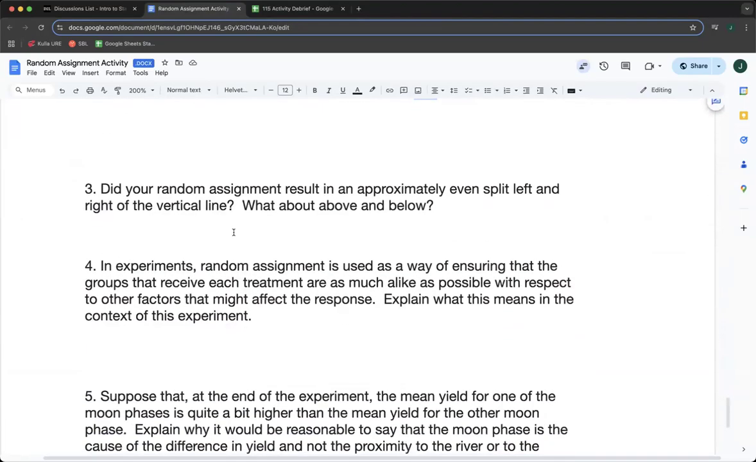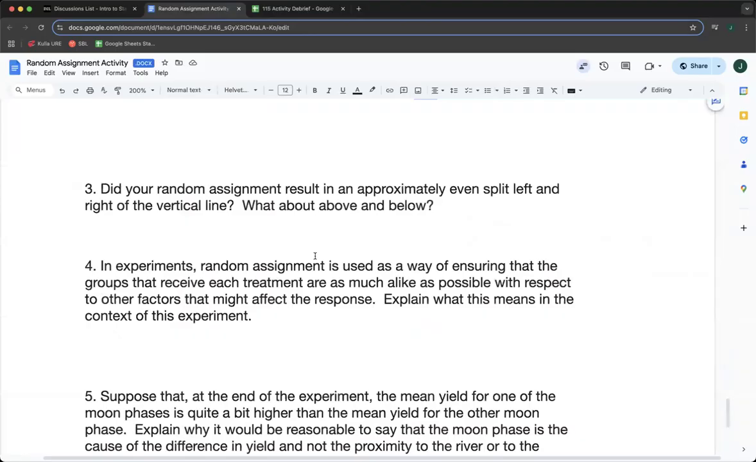Number four: in experiments, random assignment is used as a way of ensuring that the groups that receive each treatment are as much alike as possible with respect to other factors. In this case, the factor would be the trees or the stream, right? The location close to that. Explain what this means in the context of this experiment. Well, I just basically told you what it means.